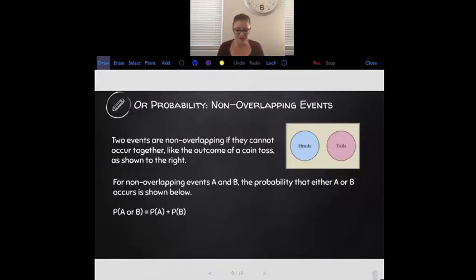Okay. Let's talk about or probability. So or probability deals with non-overlapping events. So 2 events are non-overlapping if they cannot occur together. So for instance, non-overlapping events would be a coin toss. You can't get heads and tails at the same time. You will get heads or tails. Okay. So the probability of A or B is calculated by the probability of A plus the probability of B.